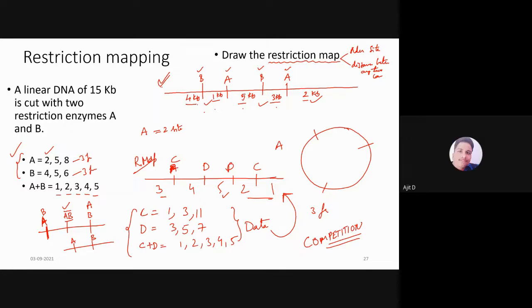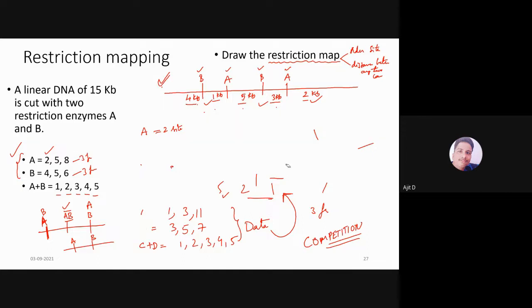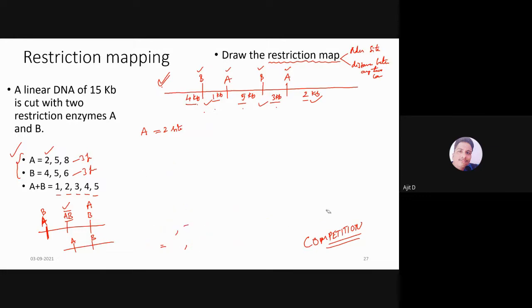Since you mentioned yesterday that when it's cut with A, it gives fragments of 2, 5, and 8, the possibilities could be 2, 5, 8, or 2, 8, 5, or 8, 2, 5, like that. Another one I think is 5, 8, and 2. Based on that, when we cut with B, we get 4, 5, and 6. Based on that, A plus B is given as 1, 2, 3, 4, and 5. While cutting with B, we keep that 5 fragment alone, and B cuts there, so it's 4 and 1, maybe in that order. That's what I want clarified.